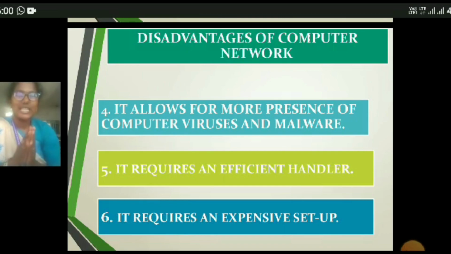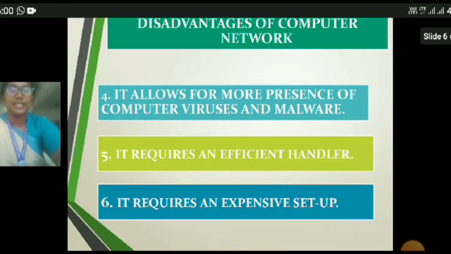It requires an efficient handler. The handler must be good, which is very necessary for handling a network, as only they can access the information and handle the network. It also requires an expensive setup because it needs wires or connectivity equipment to connect all the devices in the network.